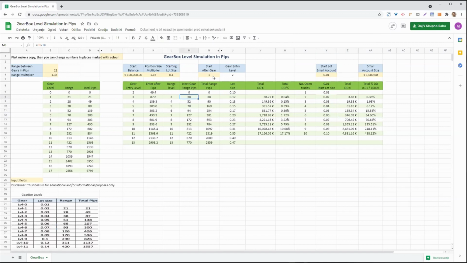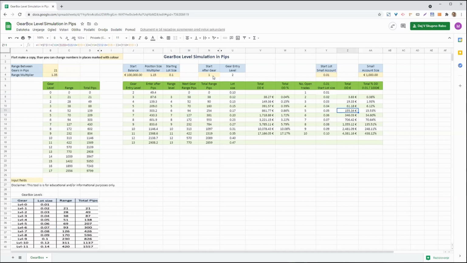we see range, next is 38, next is 55, 52 pips, and so on. So here we see how many pips must be for the next open trade. So from first trade to another, we must make 38 pips, then 52, and so on. So here we see the range of the next open trade, and here we see how big the drawdown would be.